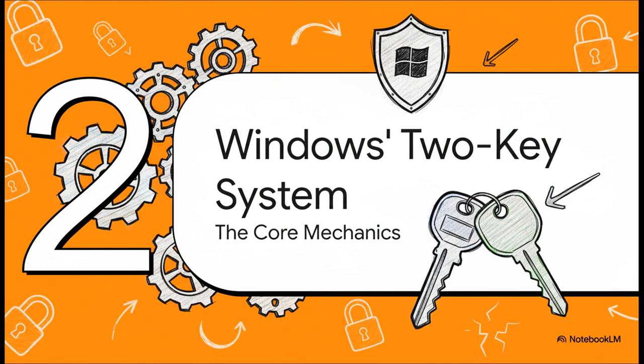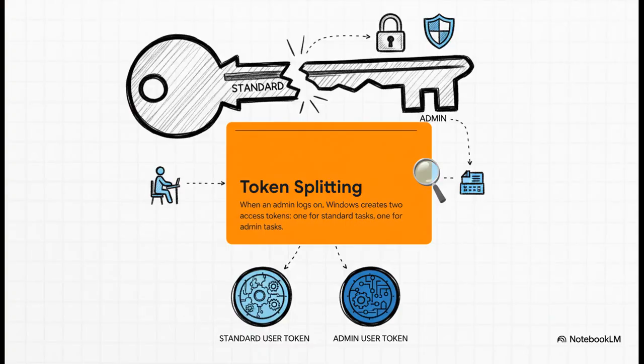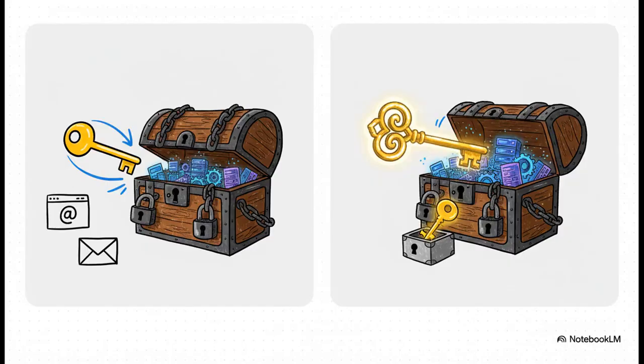You can think of it like a really clever two-key system designed for security. It all starts with something called token splitting. When a user who's an administrator logs into Windows, the system doesn't just hand over a single master key. Nope. Instead, it creates two completely separate digital keys, or what we call access tokens. So, the first key is your day-to-day key, the standard user token. It's got a medium security clearance, which is perfect for just browsing the web or checking email, but it's not powerful enough to mess with critical system files.